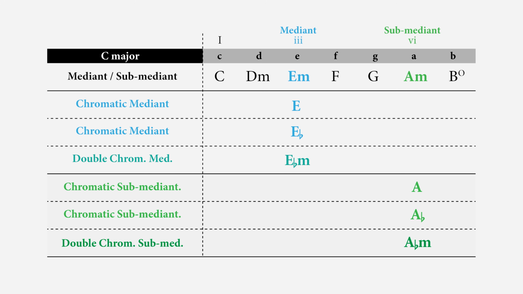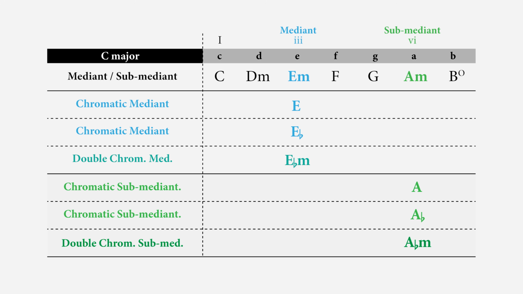We can say that the chromatic mediant E major is the parallel major of the diatonic mediant E minor. And we can also say that the E flat major chord comes from the relative minor scale of C major, namely the C minor scale. And although the double chromatic mediant E flat minor chord does not come from the parallel minor scale C minor, it still is very connected to that scale by the notes B flat and E flat.